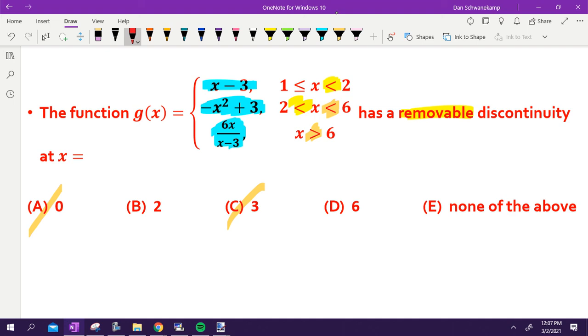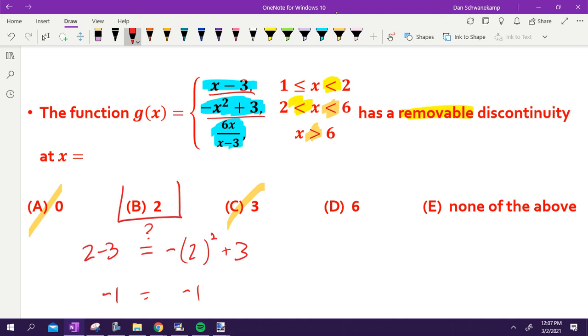At 2, to find if the limit exists, to see if they're approaching the same thing, I'm just going to plug in. 2 minus 3, is that equal to, I know I should be using better notation, but I'm not going to, negative 2 squared plus 3. 2 squared is 4, negative 4 plus 3, that gets me negative 1. This gets me negative 1. The limit from the left and the right are equal to each other, but there's not a value. Is that a hole? Yeah. B is the right answer.